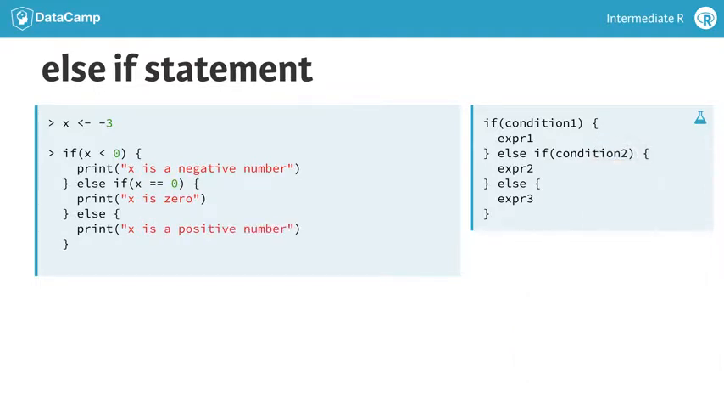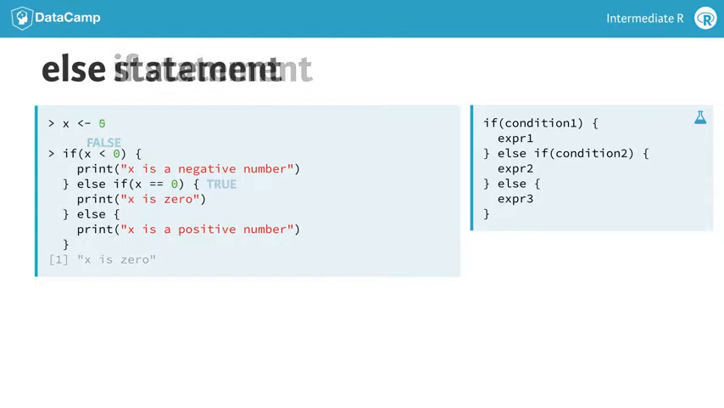How does R process this control structure? Let's first go through what happens when x equals -3. In this case, the condition for the if statement evaluates to true. So "x is a negative number" gets printed out and R ignores the rest of the statements. If x equals 0, R will first check the if condition, sees that it is false, and will then head over to the else if condition. This condition, x equals 0, evaluates to true. So "x is 0" gets printed out to the console and R ignores the else statement entirely.